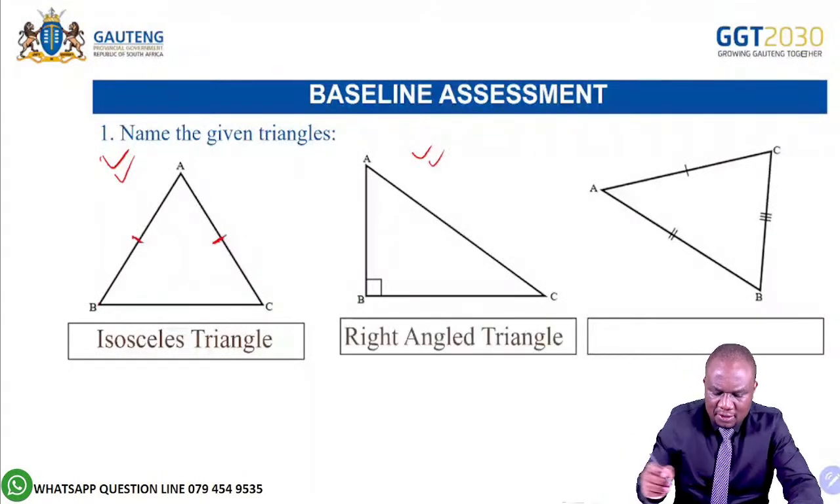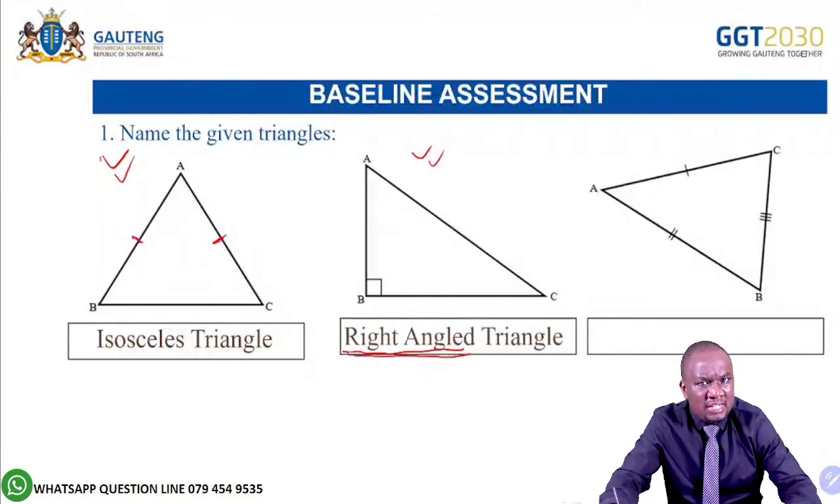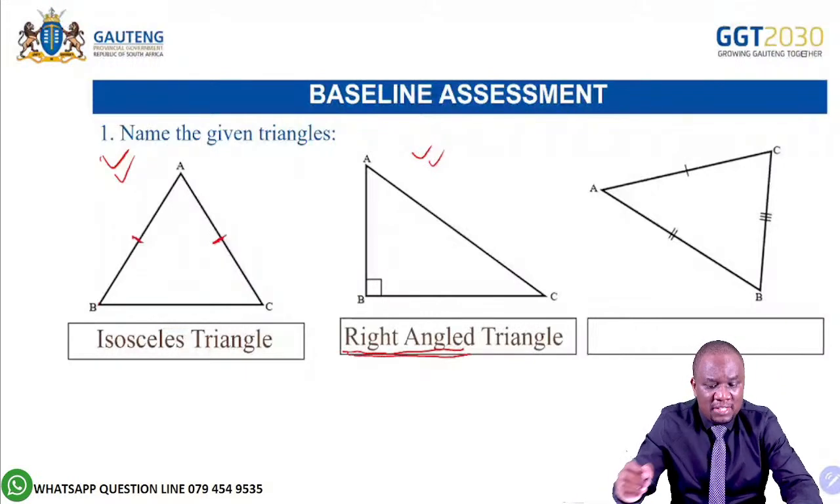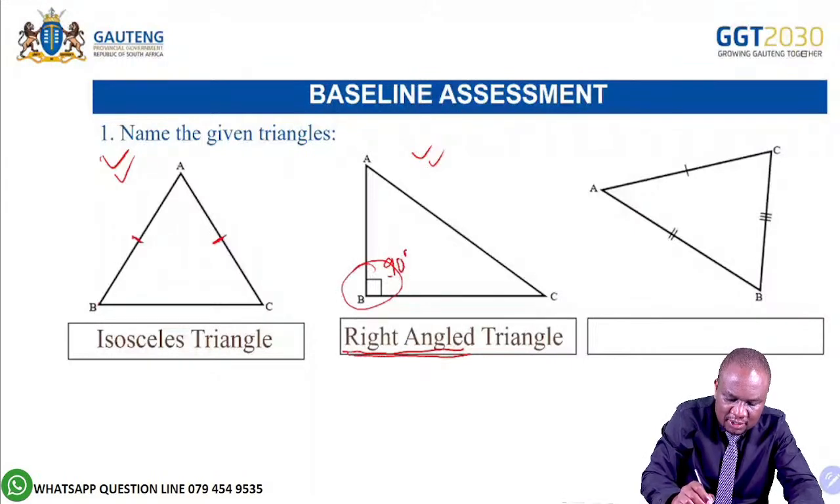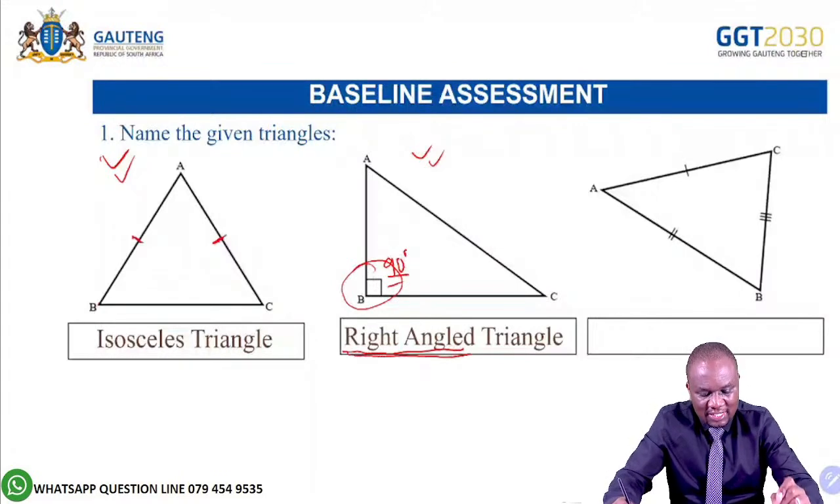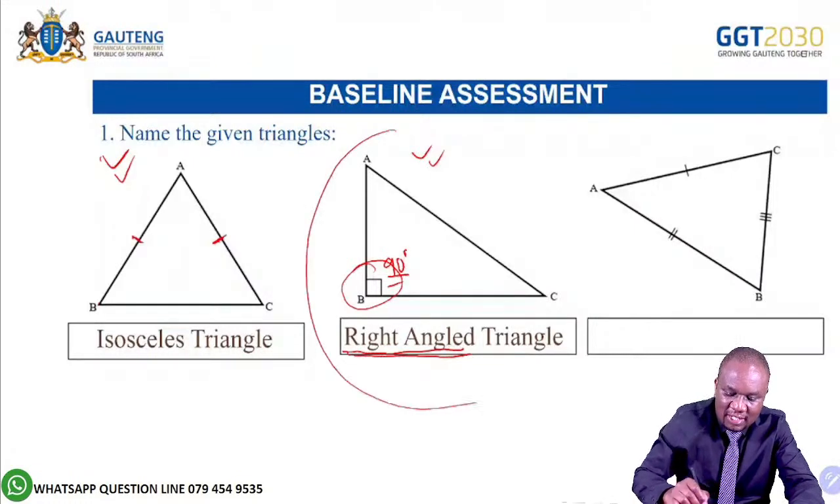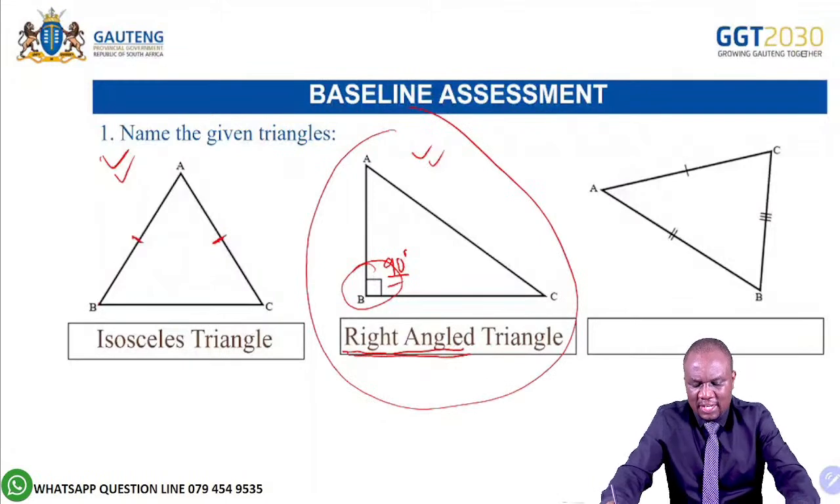It's a right angle triangle. Why do we say it's a right angle triangle? Because it has a 90-degree angle. This angle is 90 degrees. So a triangle with a 90-degree angle is called a right angled triangle. We're going to be using this triangle a lot in this lesson. Remember that. A right angled triangle.